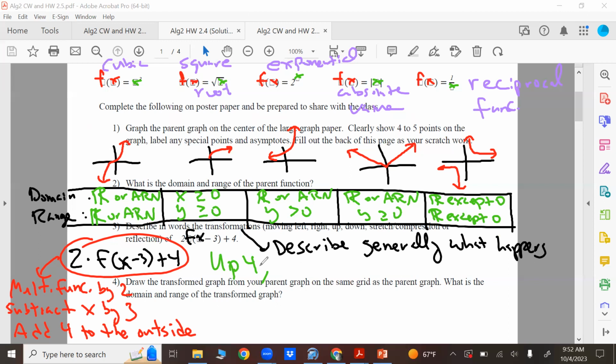So what the 2 does is vertically stretch the graph. Okay. So it gets vertically stretched by a factor of 2. And lastly, there's one more thing that's happened. This is the part that's confusing. I say it's confusing for last.